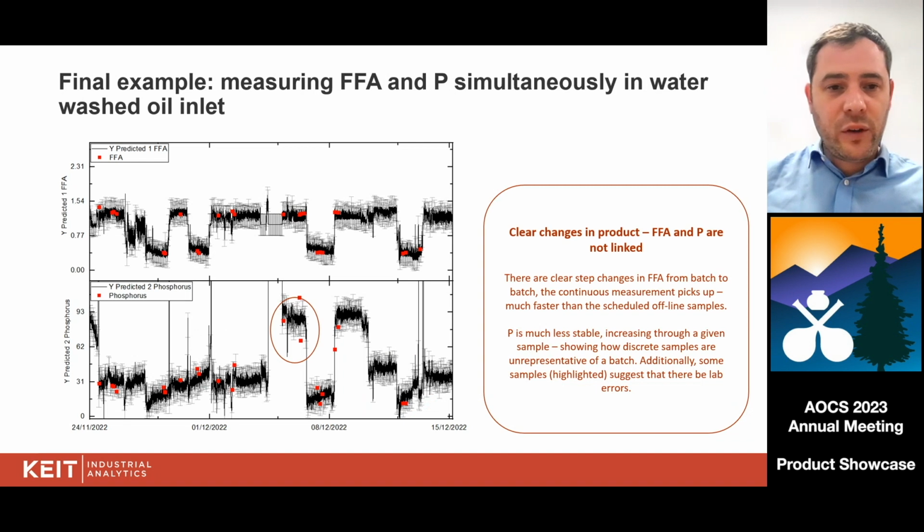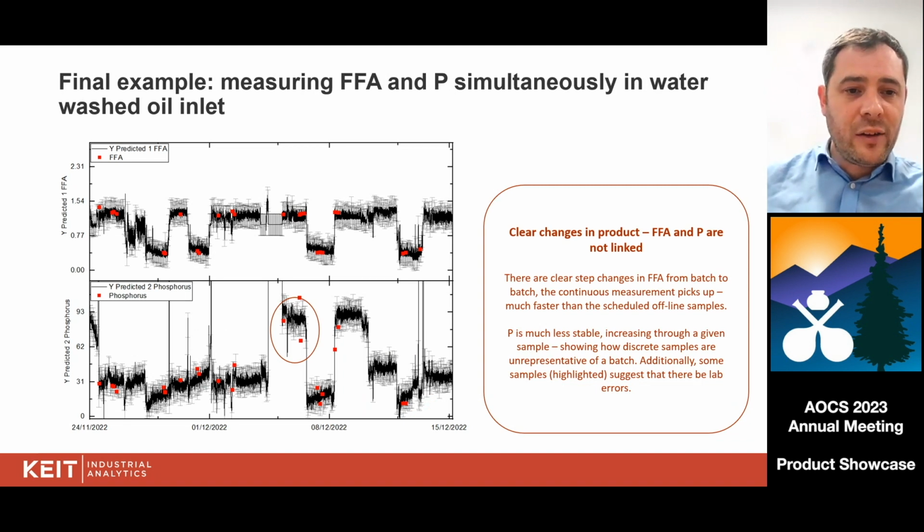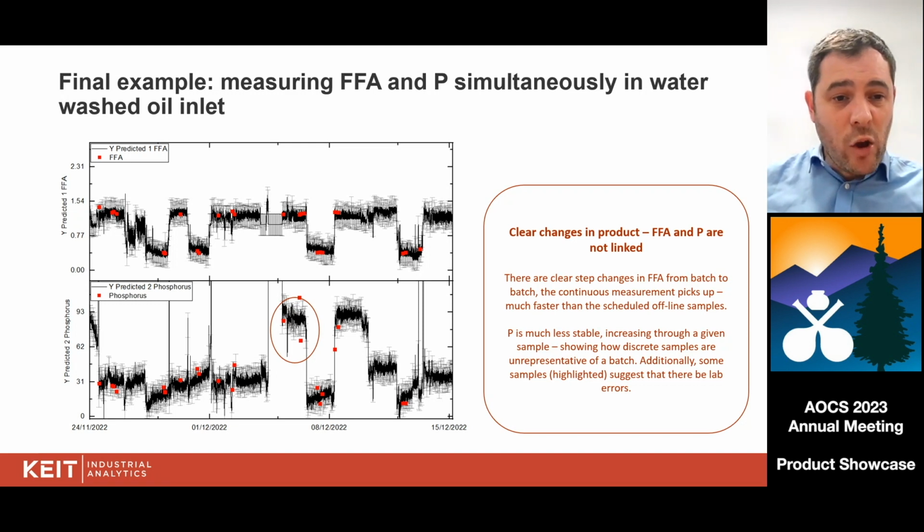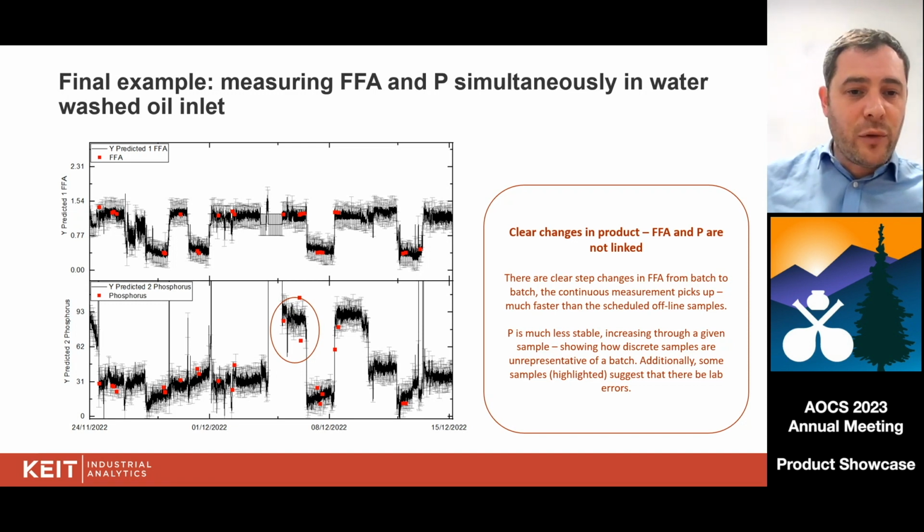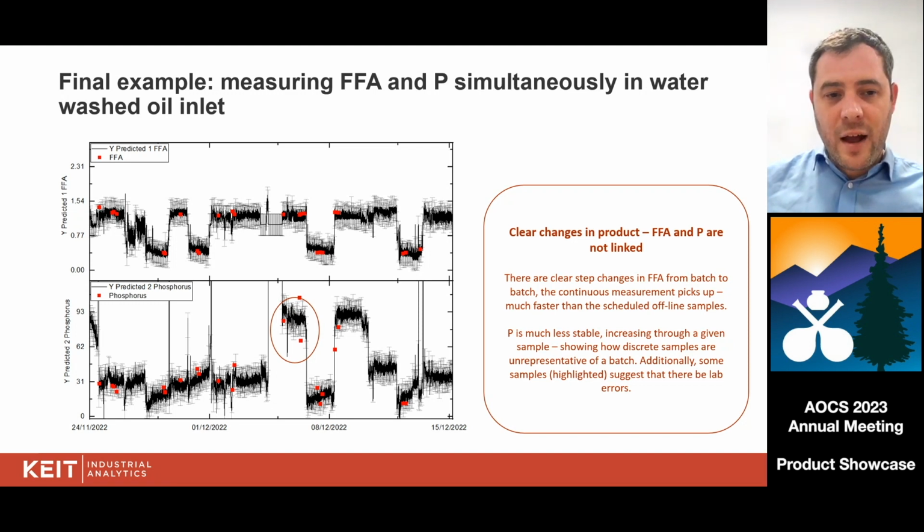Here we're looking at phosphorus and phospholipids at the same time. This is in water washed oil inlet. So we've got non-hydratable phospholipids on the bottom of this graph and FFA on the top. A couple of things here that are quite apparent is that the FFA jumps around. Sometimes it's around about 0.5%, sometimes it's closer to 1.5%. It does jump from batch to batch. It's also not stable. We can see here it's going down through that batch, and that happens again and again.